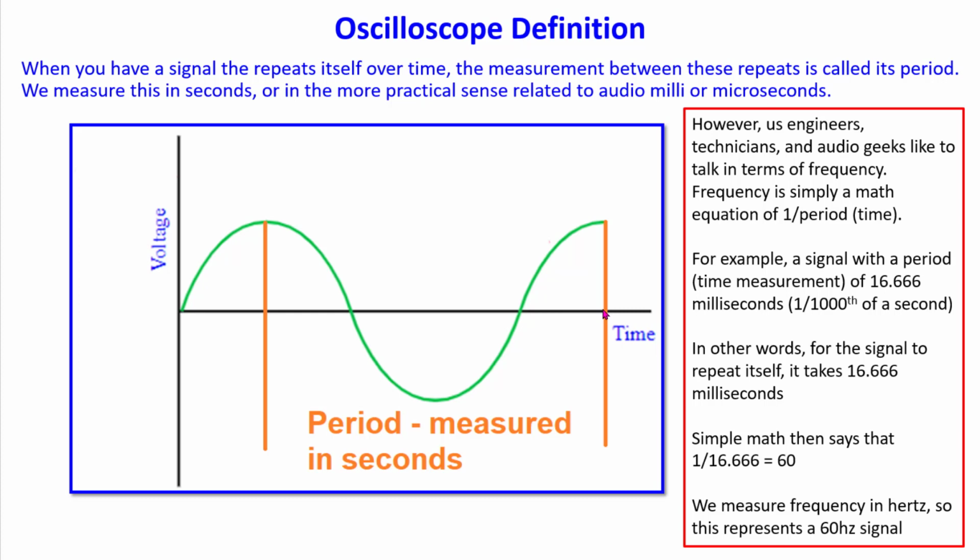It's just not what we do. What we do is we talk in terms of frequency, okay? And frequency is a super simple math equation. It is the number 1 divided by the period in seconds, okay? So let's do an example here.